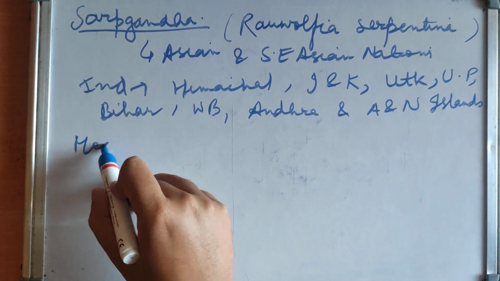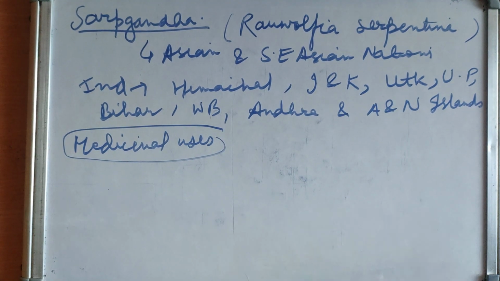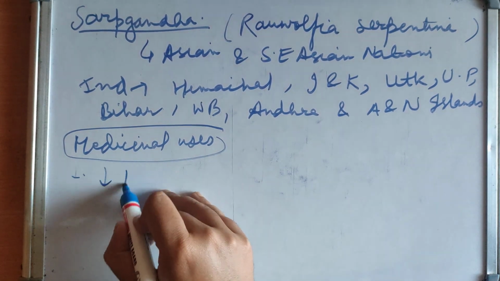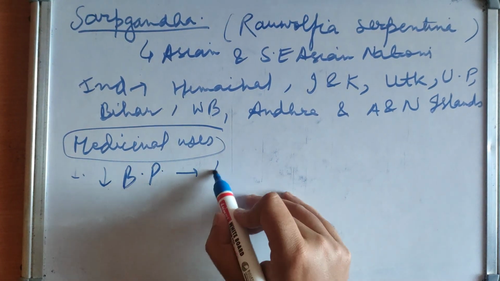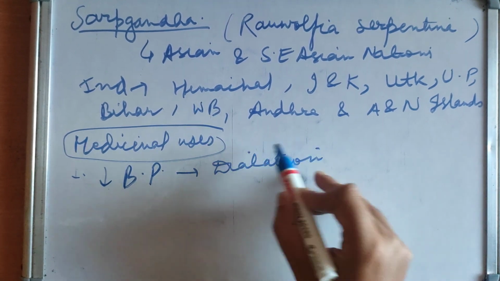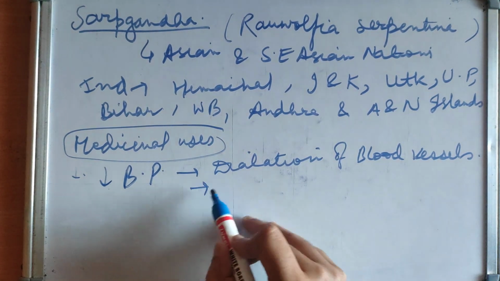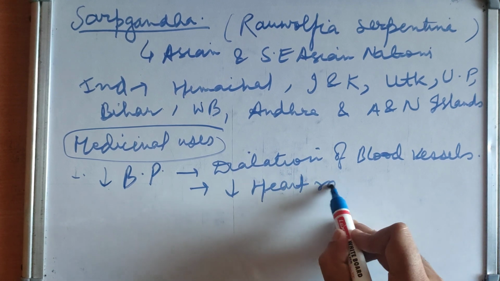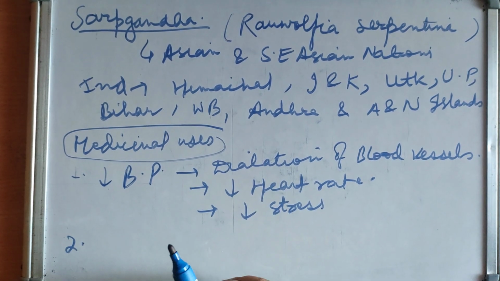Now, what are its medicinal usages? It is very much a medicinal plant, so you must know what its medicinal usages are. First of all, it lowers blood pressure by dilation of blood vessels. It helps in decreasing heart rate. It lowers stress. This way it helps in decreasing blood pressure.